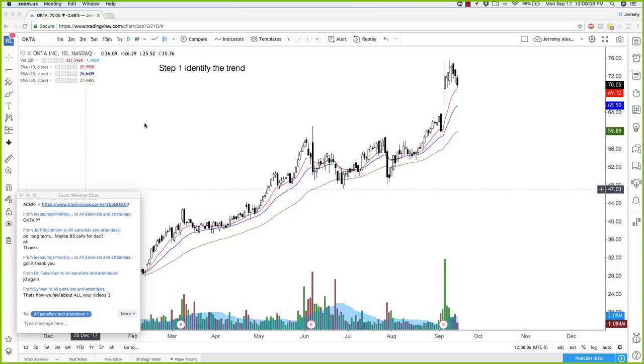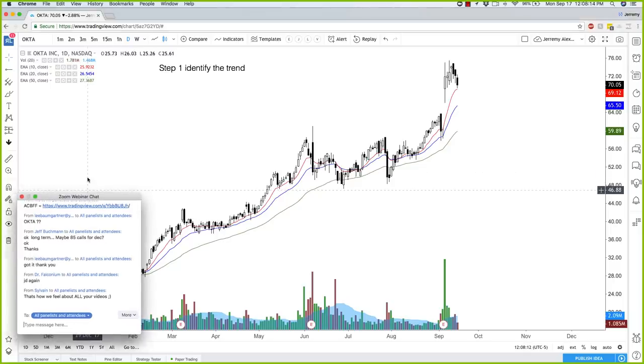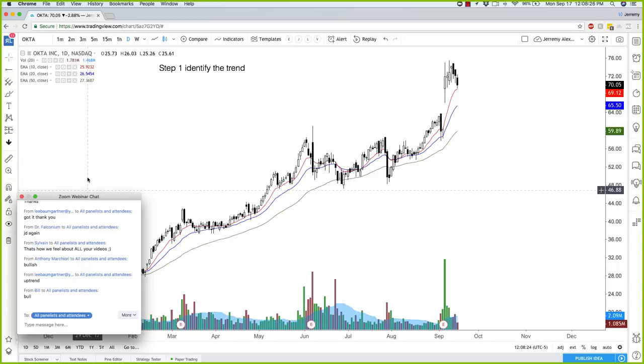So we're looking at this particular stock right now that just happens to be on the screen. For all those who are here in the live recording, type in what trend is on your chart in front of you. OKTA. Is that bullish, is that bearish, or is that a sideways trend? All right, everyone's gonna agree that that's bullish. Yep, it's in an uptrend.